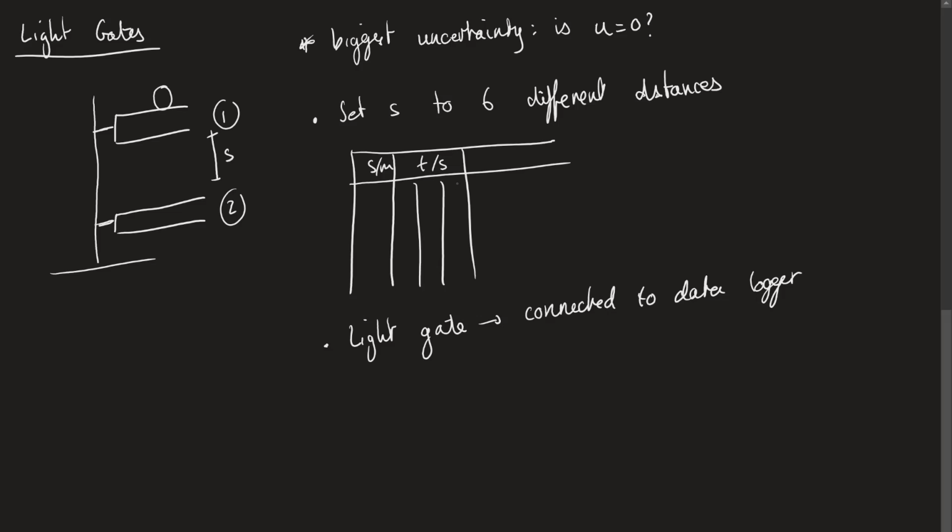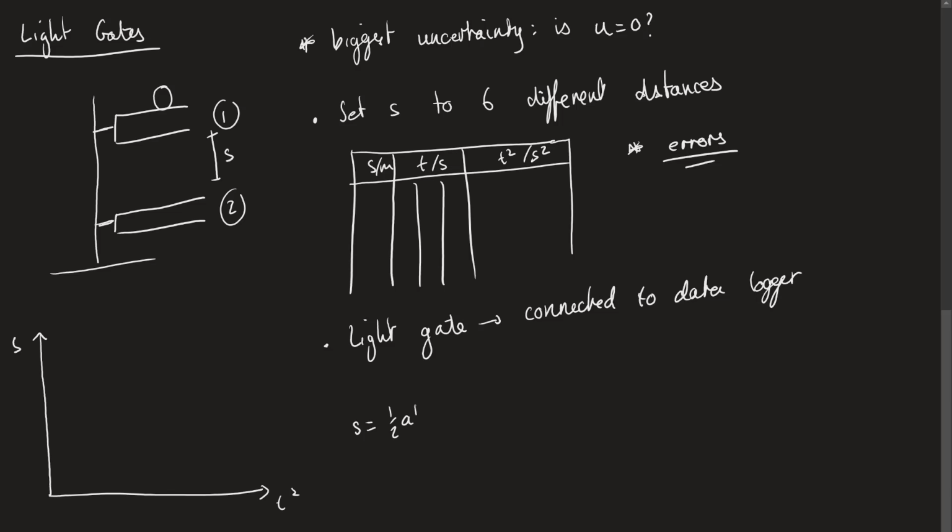You'll do this 3 times, then you'll calculate the average, and then the average squared will be t squared, which will be measured in seconds squared. And again, make sure that you are calculating the errors on all of your measurements. And if we end up with the same table of results, we're going to end up with a very similar graph of results. So we're going to get S and t squared, because S is equal to a half AT squared, provided that U equals 0.